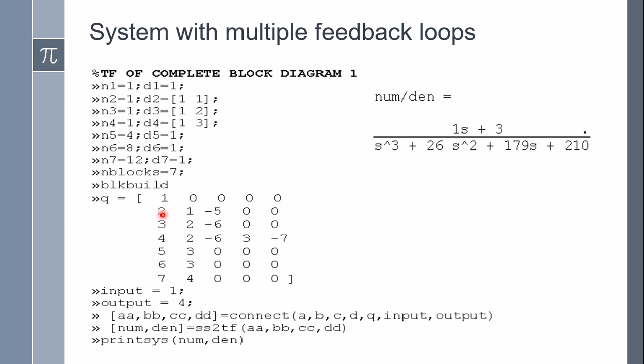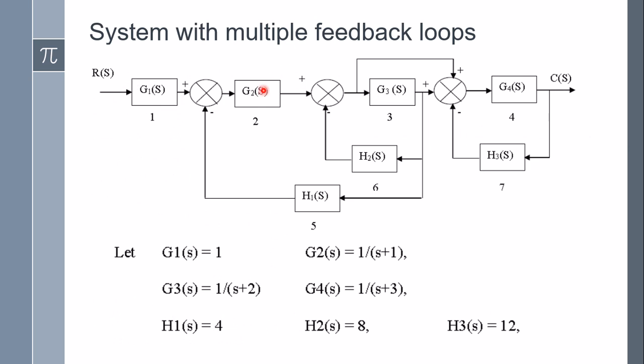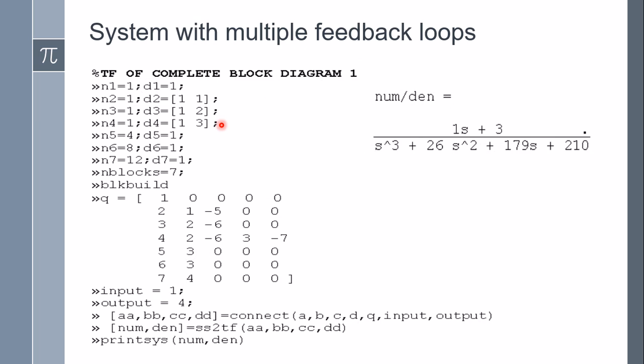If you take the second block, here the inputs are the output of the first block and the output of the fifth block. Both signals are combined using a summing element, where the first output is connected to positive and the fifth output is connected to negative. So how should I represent it? As 1 and -5.